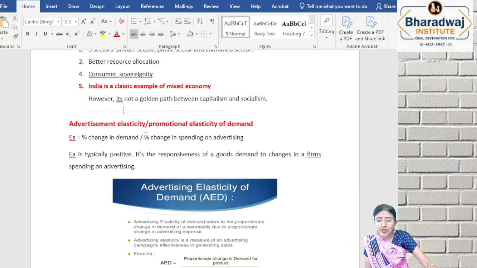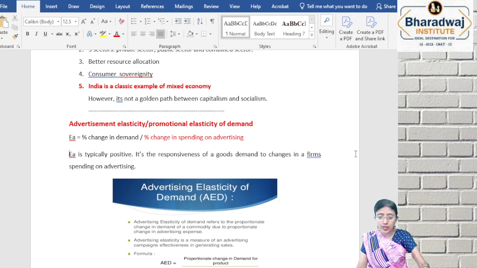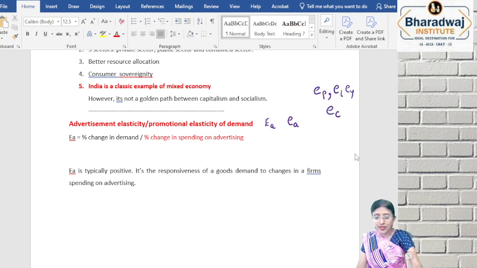Here it is proportional change in quantity demanded by proportional change in spending on advertising expenditure. Proportional change or percentage change or relative change are one and the same. I told you that, no? And here one more point is elasticity. Advertisement elasticity is denoted by EA. We have seen EP, price elasticity. We have seen EI or EY, income elasticity. We have seen EC, cross elasticity. This is EA, advertisement elasticity of demand, also known as promotional elasticity of demand.